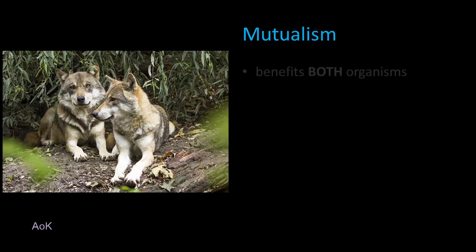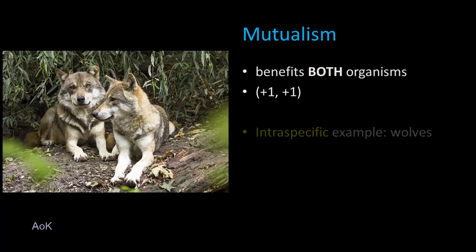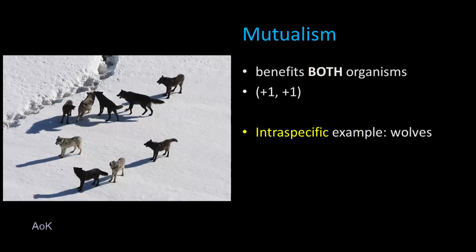Mutualism is a type of behavior that benefits both organisms. We're going to designate this as a +1+1 interaction, since each animal gets a benefit. Mutualism is most likely to happen between members of the same species, especially closely related individuals. When the interaction is in members of the same species, we call it intraspecific. Wolf packs are an example of mutualism.